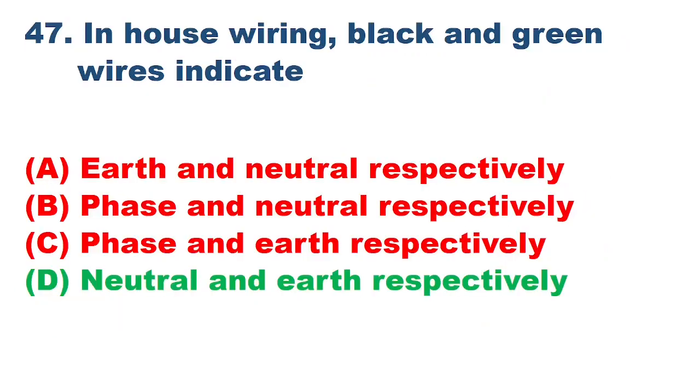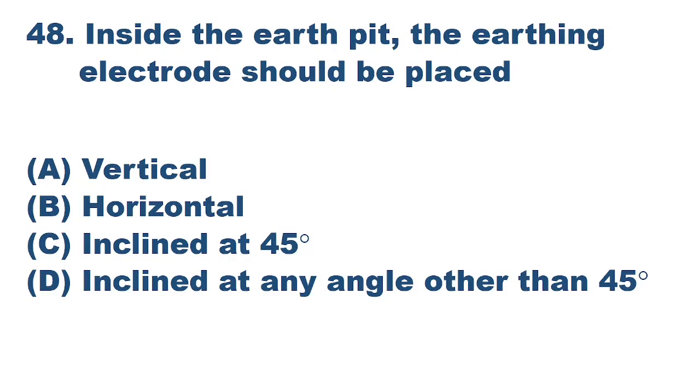So here in house wiring, black and green wires indicate, option D is the right answer, where black indicates neutral and green indicates earth. So a black wire indicates the neutral and a green wire indicates the earth. Then we'll go to the next question. Inside the earth pit, the earthing electrode should be placed.